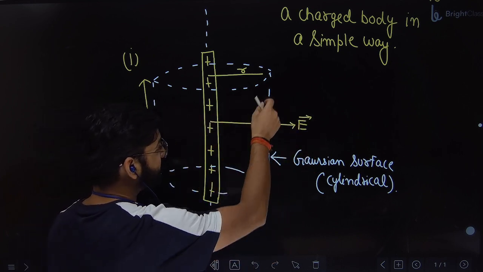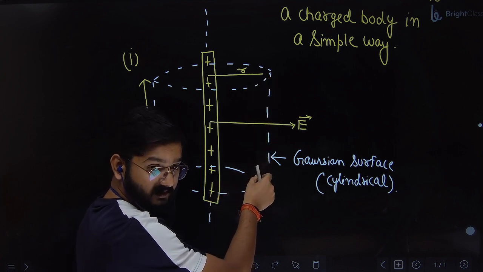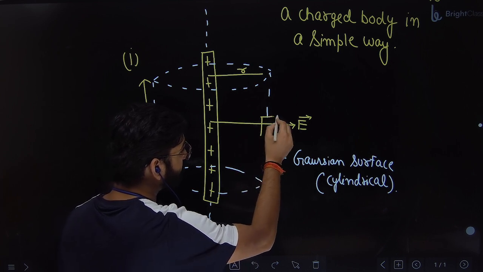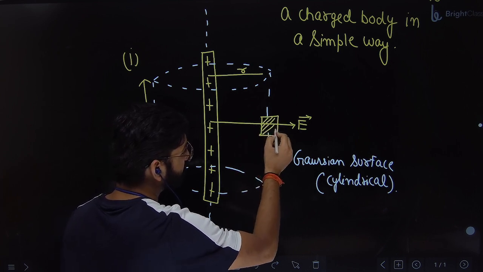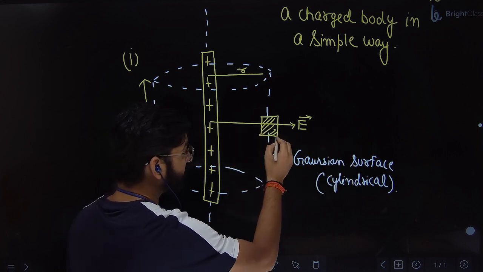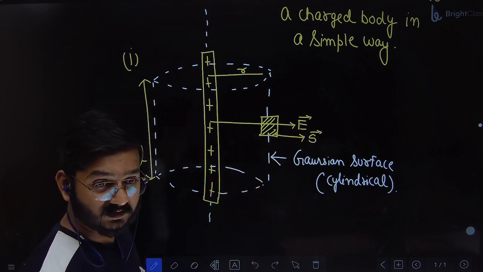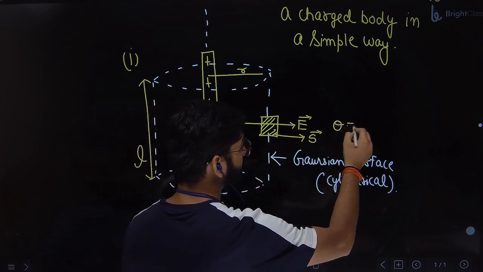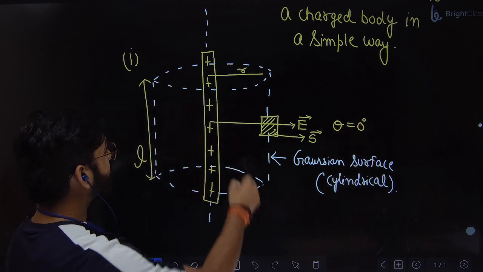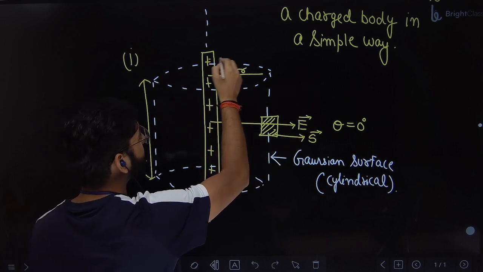Now, if you see the part of the cylinder, this is which part of the cylinder? Curved side. If I take a particular portion of the cylinder, suppose this much, where will the area vector be? Outward and normal. Any problem in the directions? So what is the angle? 0. Clear? Now for this one, where is the electric field? Outward only.